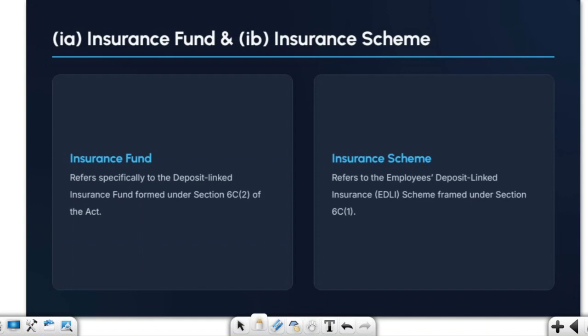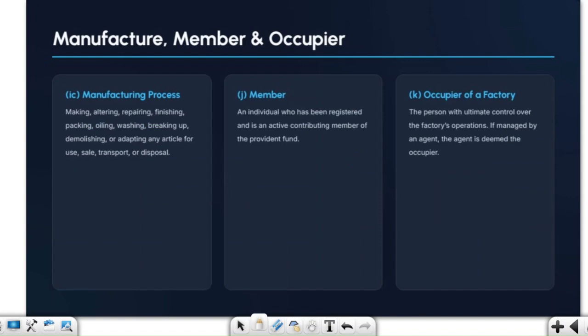Then we have the insurance scheme. What is the insurance scheme? It refers to the employees' deposit linked insurance scheme framed under section 6C(1). Fine, understood? Now we have the pension fund and pension scheme as well. So here you will see manufacturer, member and occupier.